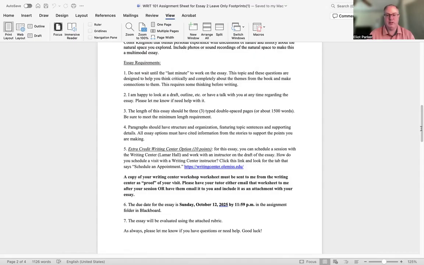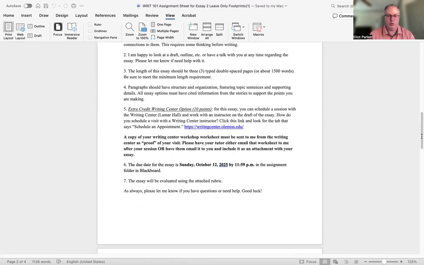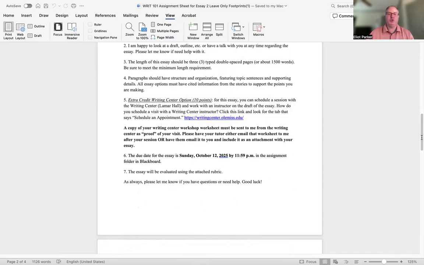But you're looking for about 3 typed double-spaced pages, about 1,500 words. You want to make sure that your paragraphs have structure and organization, just like we've talked about and that you demonstrated with the narrative essay. You should have a topic sentence and supporting details. Make sure that you cite information from the book to support what you're saying. Make sure that you do not turn in an essay that has no information cited from the book or those video clips or anything else for support.